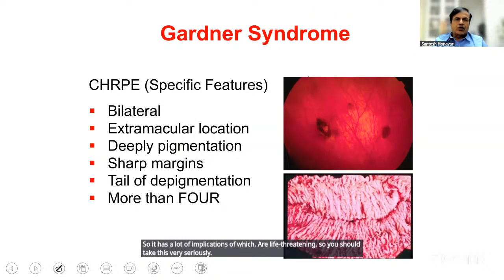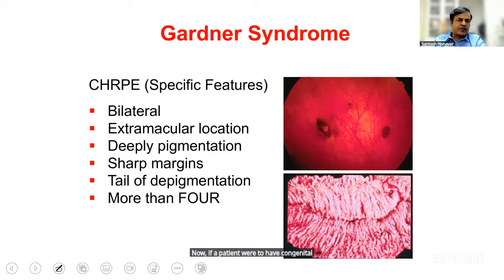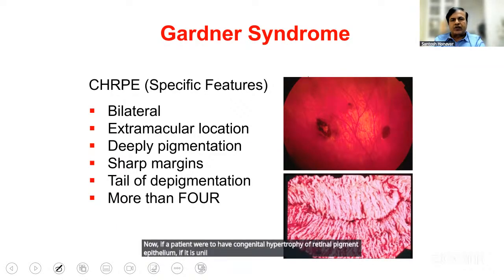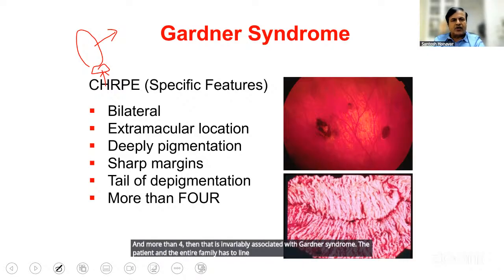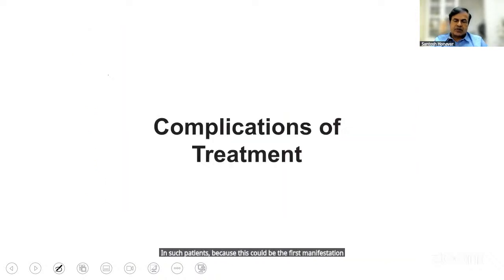Okay. Now, if a patient were to have congenital hypertrophy of retinal pigment epithelium, if it is unilateral unifocal, the typical circular CHRPE, no problem. But if a patient were to have bilateral extramacular CHRPE with deep pigmentation, sharp margins, and almost like a fish with a small tail, the pigmented part and the tail of depigmentation, and more than 4, then that is invariably associated with Gardner syndrome. The patient and the entire family has to line up for an endoscopy, colonoscopy in such patients, because this could be the first manifestation that might have come to you.